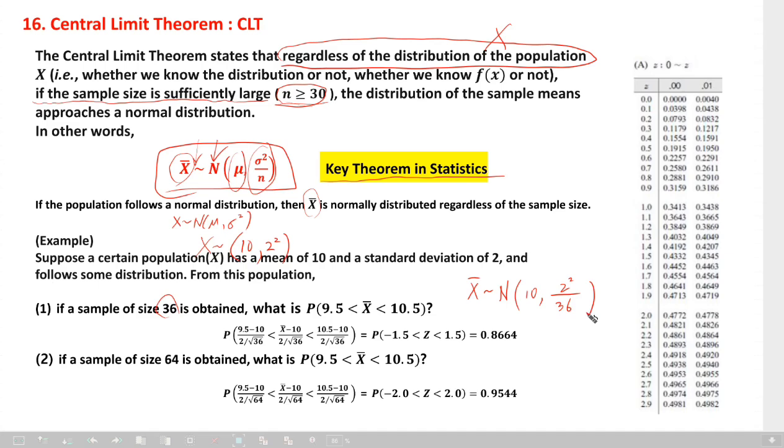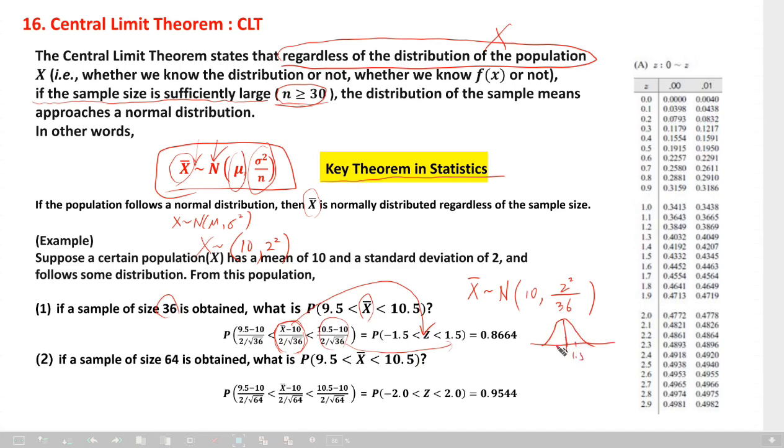Get it? So if x bar has a normal distribution, then we first standardize it. Standardize x bar: x bar minus 10 divided by 2 over root 36. Then, once this is standardized, the left hand side and right hand side values should follow the same procedure. So 9.5 minus 10 divided by the same thing, and 10.5 minus 10 over 2 over 6, right? So this becomes Z, this value minus 1.5, this value plus 1.5.